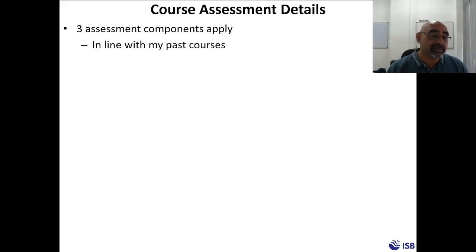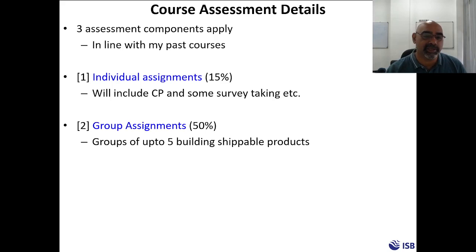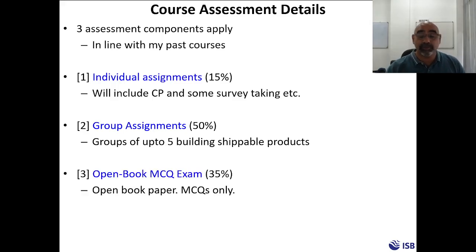In terms of assessment details, there's 3 assessment components in line with what I've done in the past. So there's individual assignments, and this will include CP, some small surveys and so on. Nothing much here. There's group assignments. The major part, 50% of course grade, is group assignments. Groups of up to 5 people, and you're going to be building shippable products effectively. That's the idea. And finally, there'll be an open book exam.